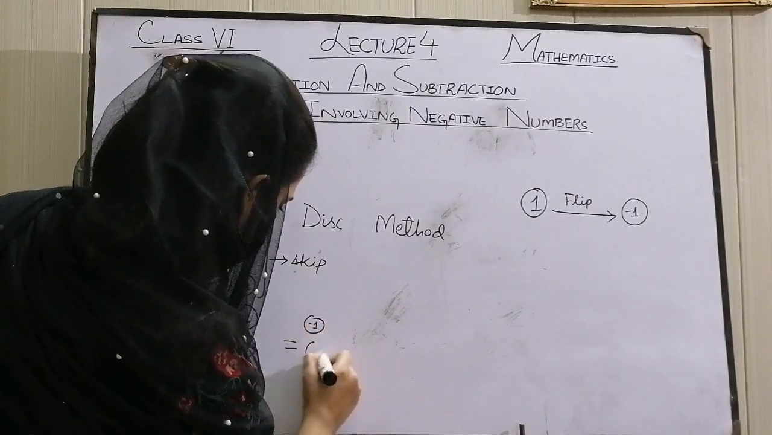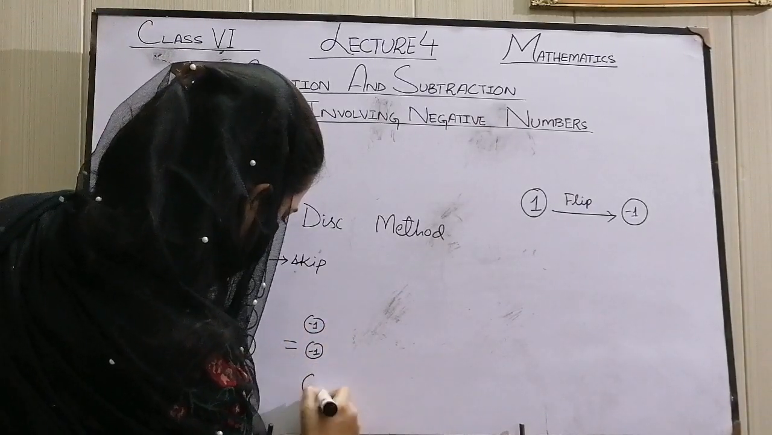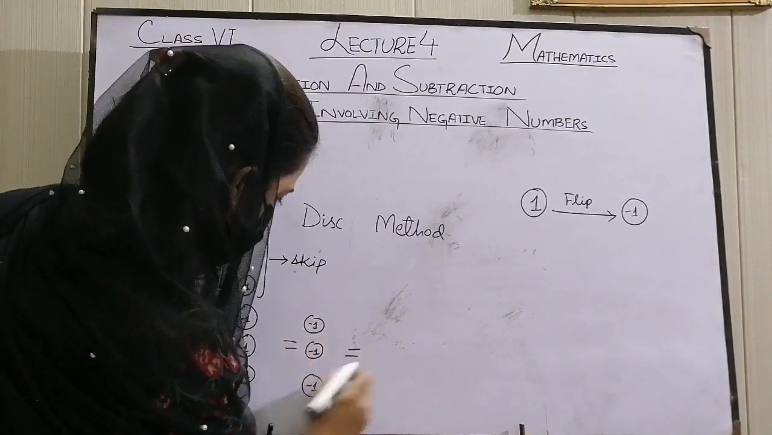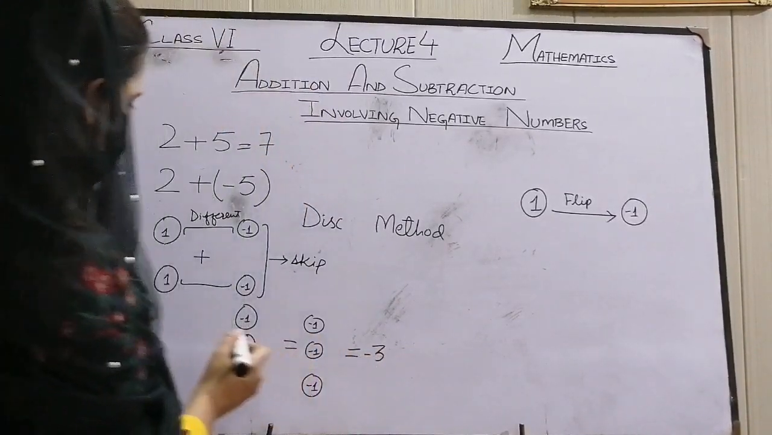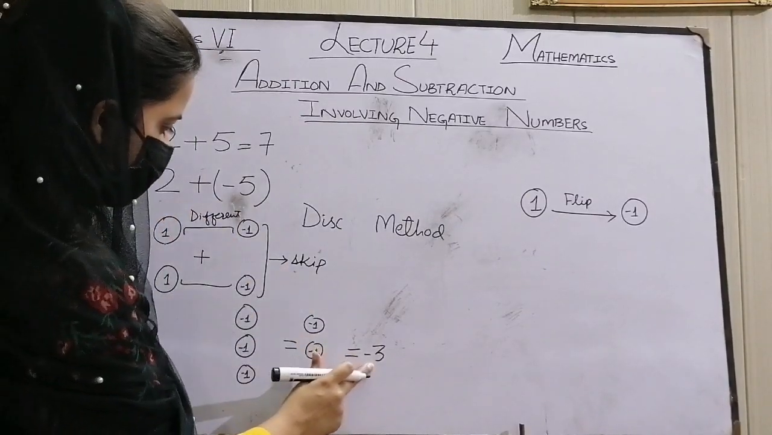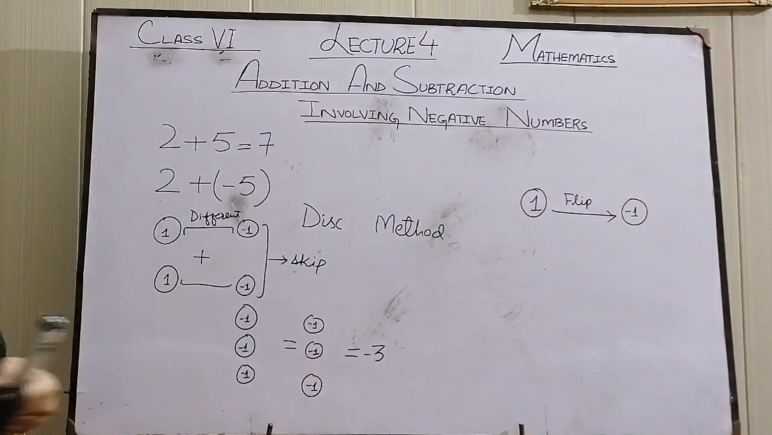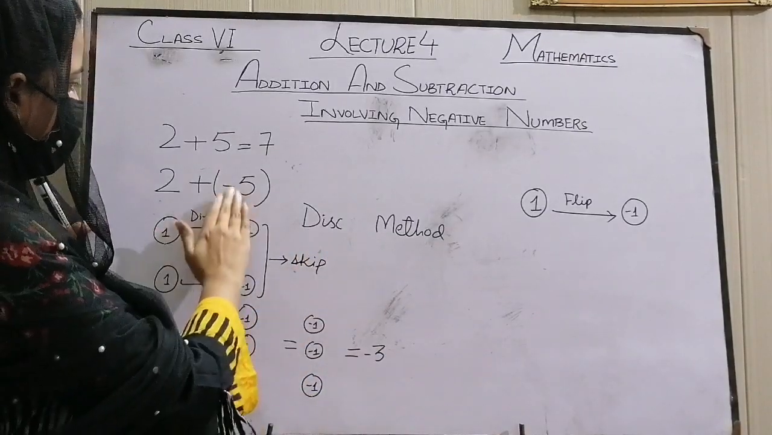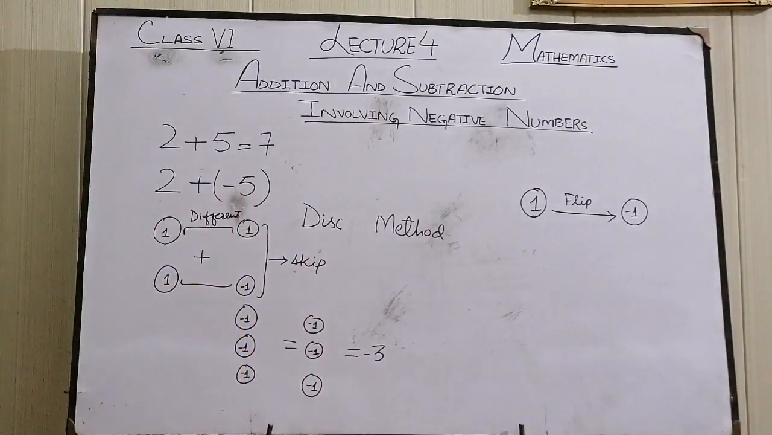Minus 1, and minus 1. It makes 1, 2, 3 with a negative sign. So our answer of 2 plus minus 5 is minus 3. This is called the disk method to do addition involving negative numbers.